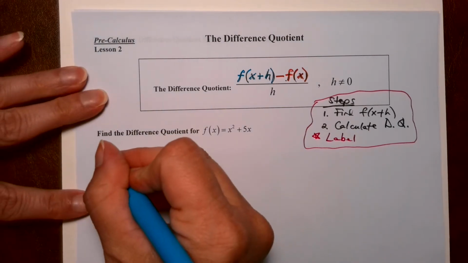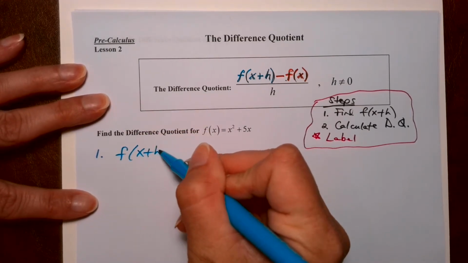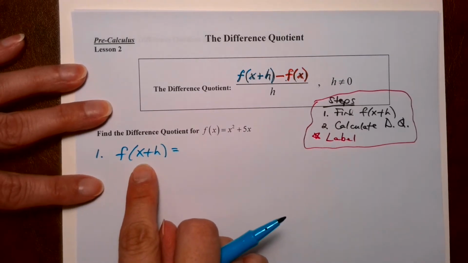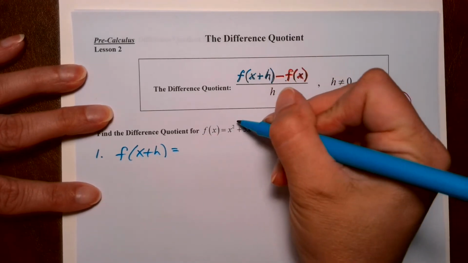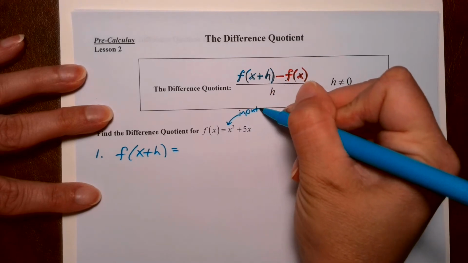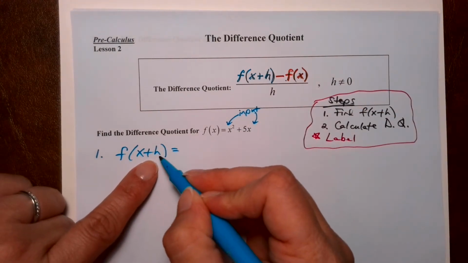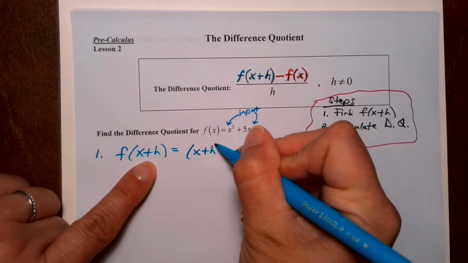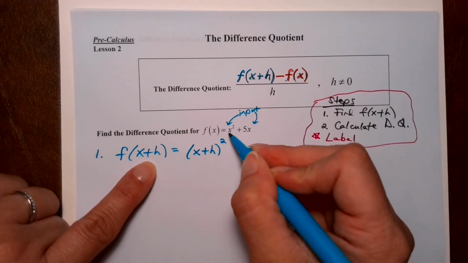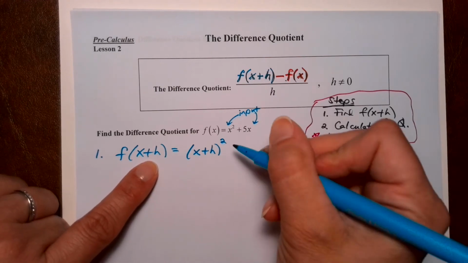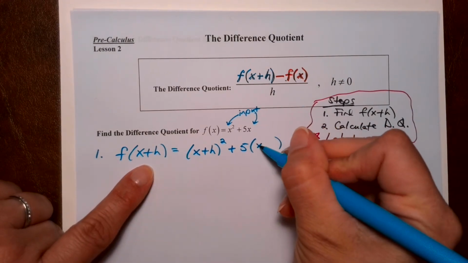So step 1. The first thing I'm going to do for this f of x equation is find f of x plus h. It is super important that you write f of x plus h equals, so that I know what you're doing. So here's the function, and x is the input. There's another input here, so I need to take my input, which happens to be a quantity. I have to do x plus h, the quantity squared. Input has to get squared, plus 5 times input, plus 5 times, and what's the input? Oh yeah, this quantity, x plus h.